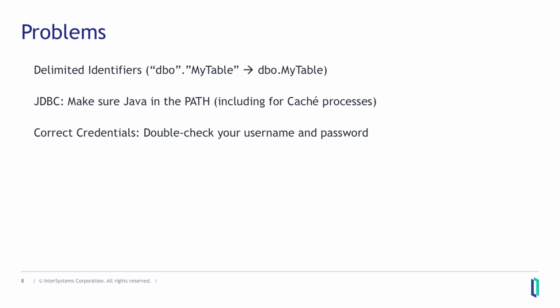A lot of people who try to use JDBC for their connections have trouble getting Java in the path environment variable for their Caché processes. Another thing: setting that up isn't hard. It's one of those gotcha things where if you're in a terminal, especially in Linux, and you see Java in your path there, it's not always in the path for the Caché processes' environment.